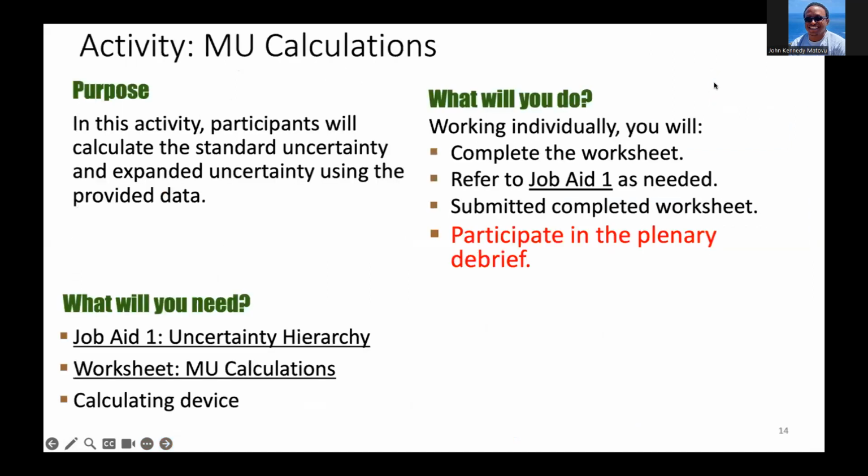So moving on to our first piece of homework, which was quite simple. Here we were just practicing how to calculate our measurement uncertainty. In this activity, we calculated the standard uncertainty and expanded uncertainty using the provided data. You were asked to refer to the uncertainty hierarchy, which was job aid 1, and then you had your worksheet, MU calculations, and a calculating device, calculator, or whatever you prefer to use. So just complete the worksheet and send that back to us.